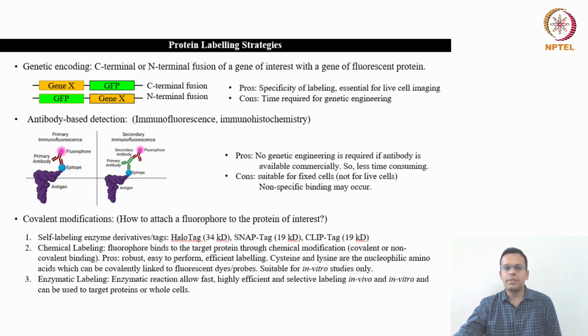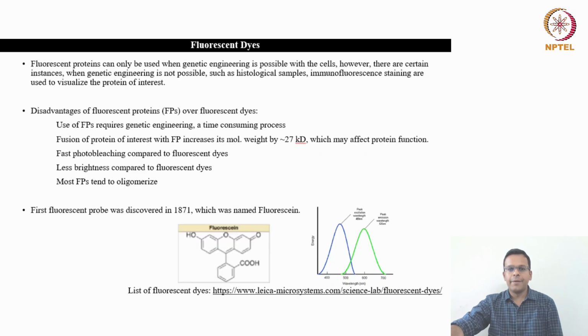So now I will show you some of the fluorescent dyes which are used for antibody based detection in the process known as immunofluorescence or immunohistochemistry. So what are fluorescent dyes, how are they different from fluorescent proteins, and what are the advantages offered by the fluorescent dyes?